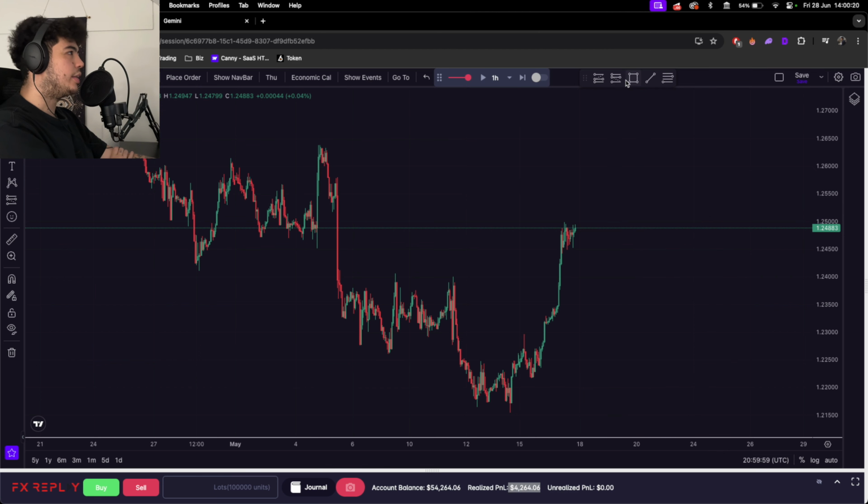Okay, so here is another one. Now, the only thing I really see here is this previous level of support we've now broken through. And again, this could just be a break and retest.